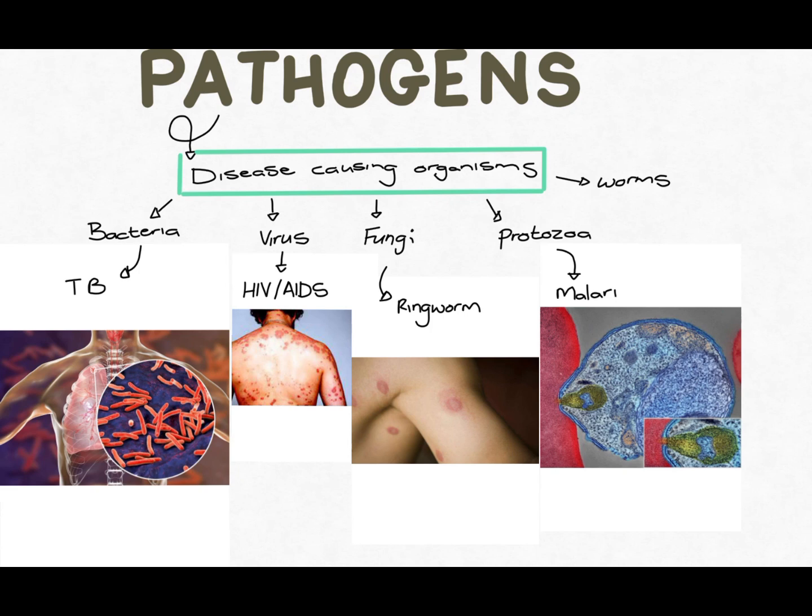Now, when the mosquito bites a person, the parasite will enter the bloodstream and travel to the liver, where it then multiplies. It then re-enters the blood and infects red blood cells, causing different symptoms.